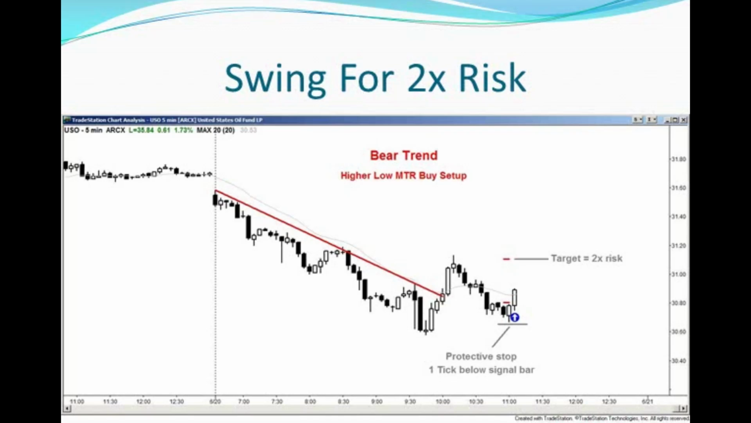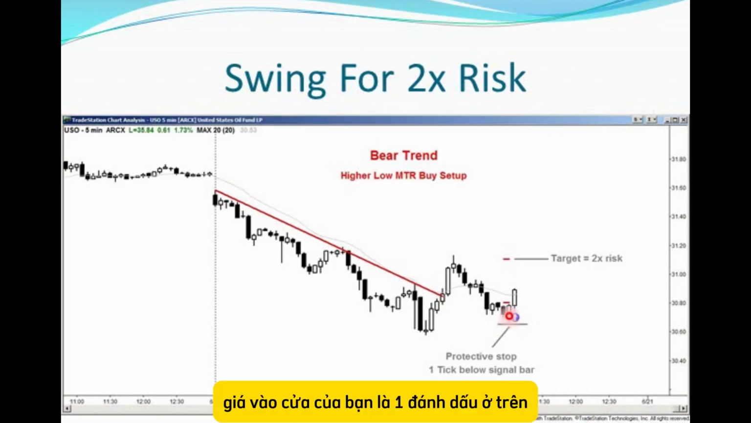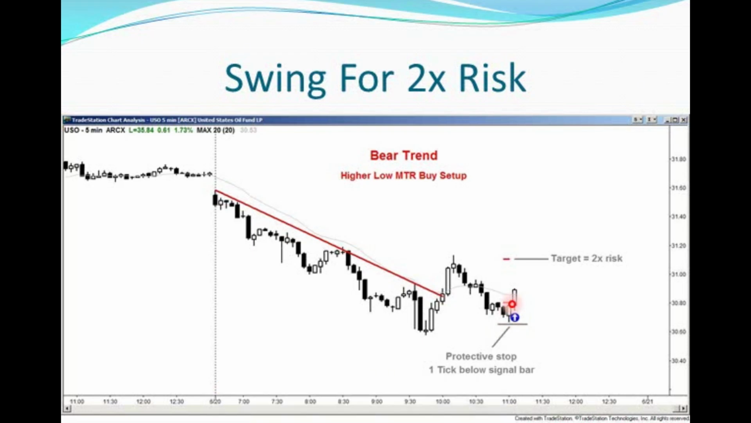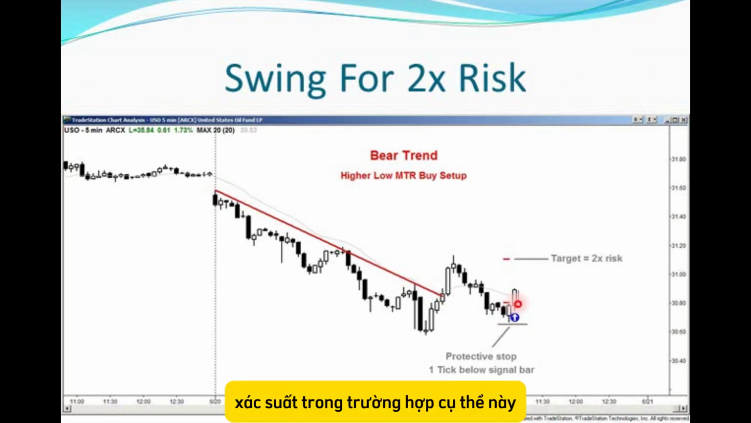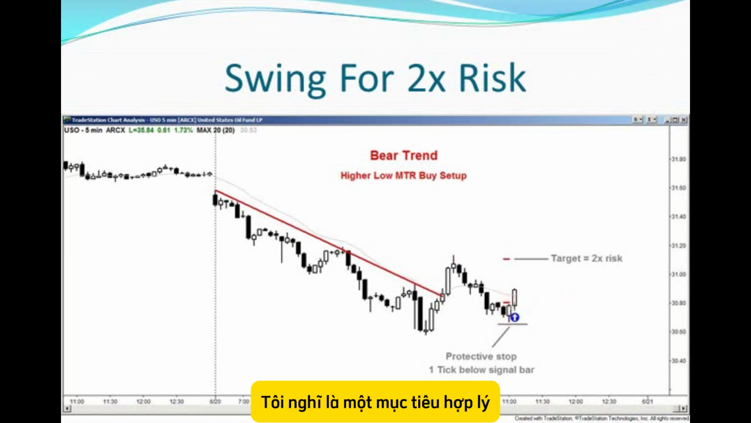Okay. The initial stop is 1 tick below the signal bar. Your entry price is 1 tick above. Probability, in this particular case, it's probably better than 50-50 that we're going to rally. So you may not have to go for a target that's 2 times the risk. But if this is a major trend reversal, we should get up at least to this high, test that prior high. And this target, 2 times the initial risk, I think is a reasonable target.